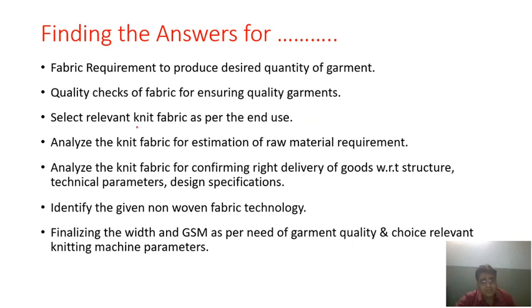Now, another very important one is to select the relevant knit fabric as per your end use. This is a very crucial judgment one has to learn after completing this program. You have to select the most relevant knit fabric for your end use. For example, suppose you are planning to produce t-shirts. There are n number of fabrics available in the market. It may be single jersey, it may be double jersey. In double jersey, so many varieties are there.